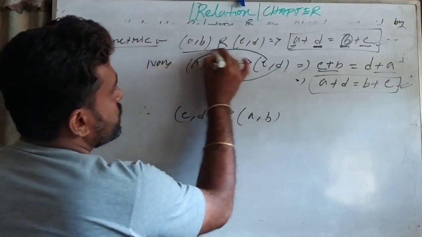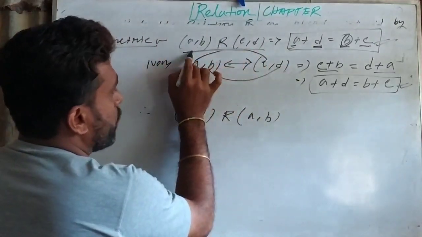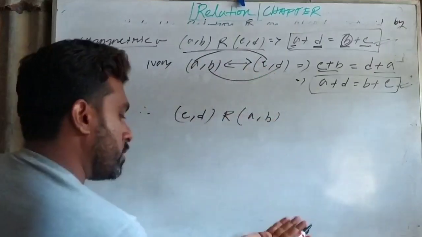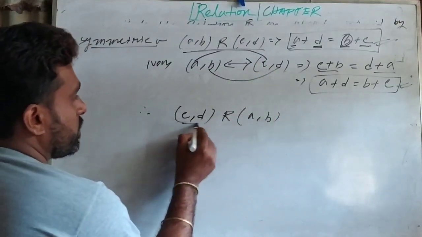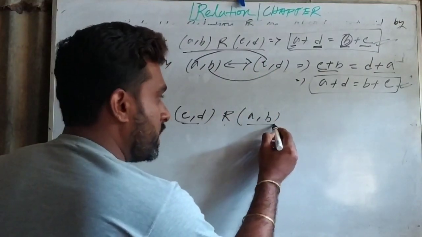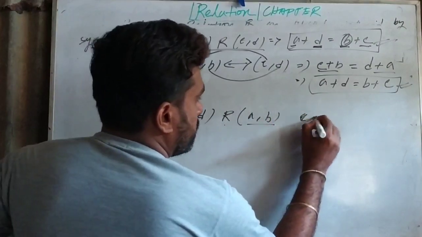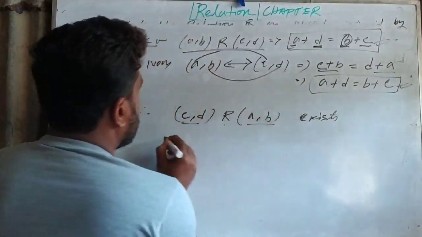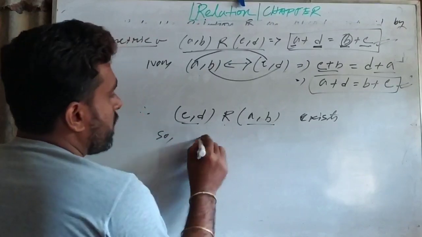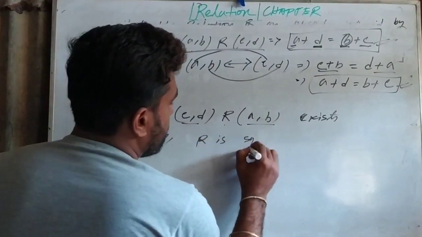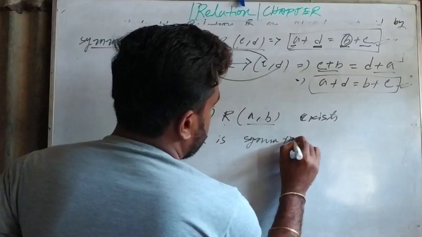Okay, according to the question, the order pair relation was A comma B related to C comma D. Now you are interchanging their positions. That means C comma D related to A comma B. Okay, that means it exists. So what? R is symmetric. R is symmetric.